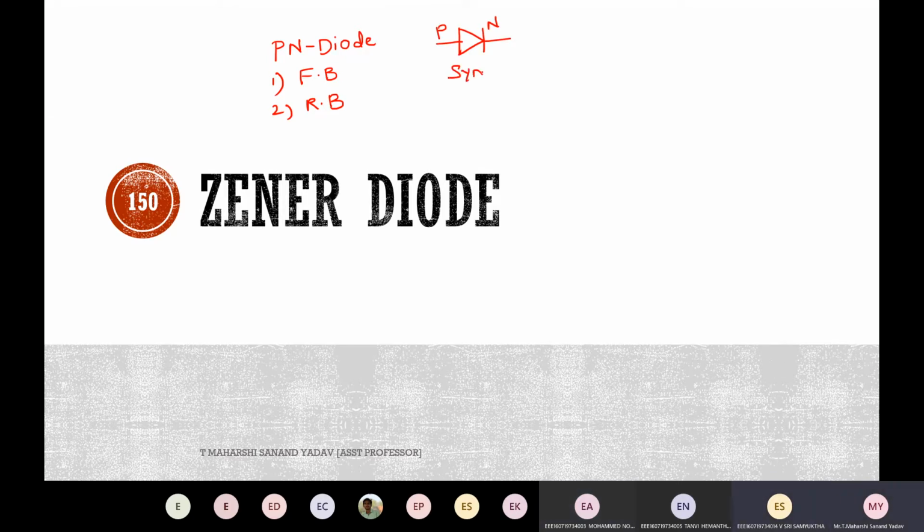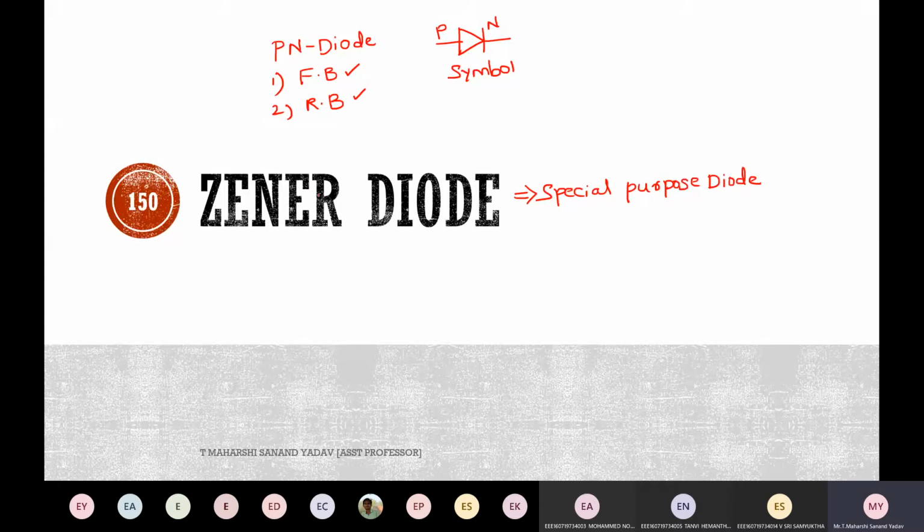P is positive, then it is forward bias. Yes, this is nothing but a symbol of diode, which is operated under two conditions, which is forward bias and reverse bias. So now we shall see one of the diodes. This is called a special purpose diode. So we call it a Zener diode.